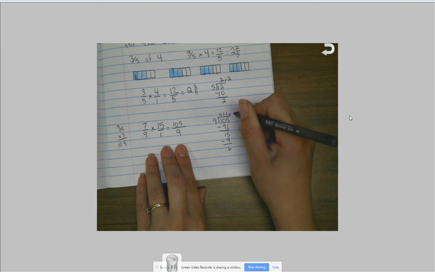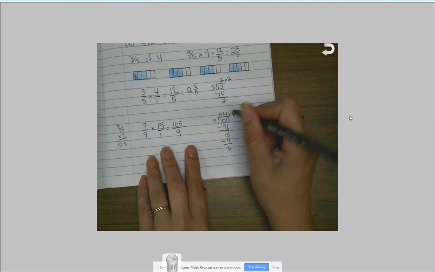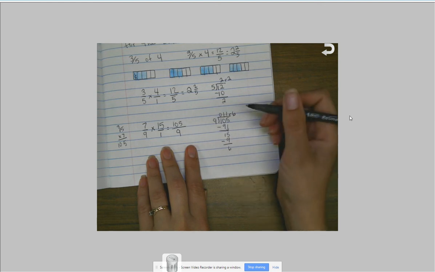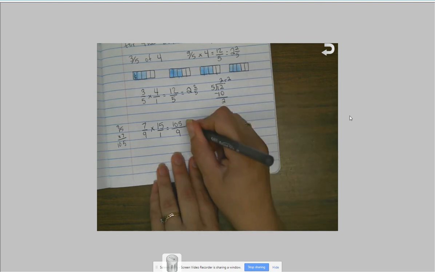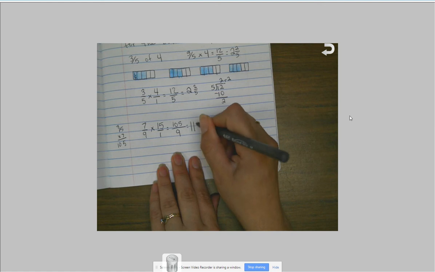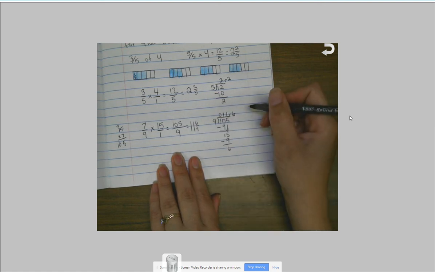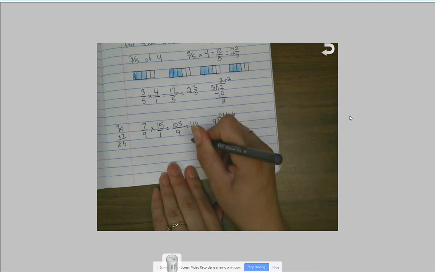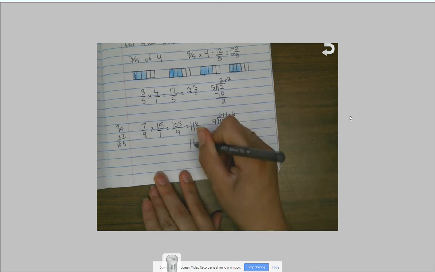Okay, because I'm dealing with fractions here, the remainder is useful to me. 6/9 is what's left over, but 6/9 will reduce. So here I have 11 and 6/9, but 6/9 is not in its simplest form. What can go both into 6 and 9? 3. So my most simplified answer would be 11 and 2/3.